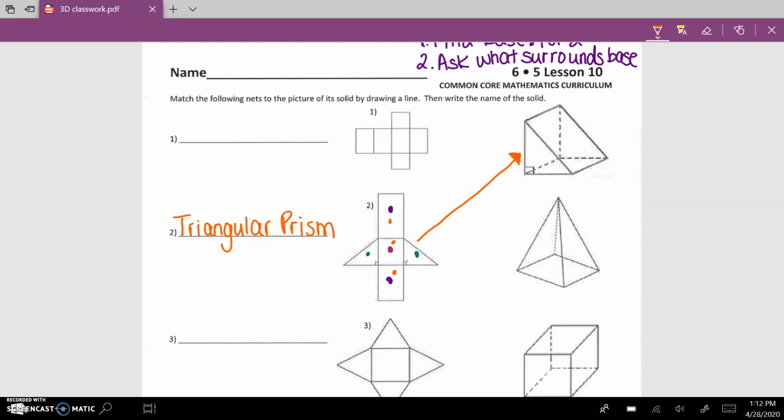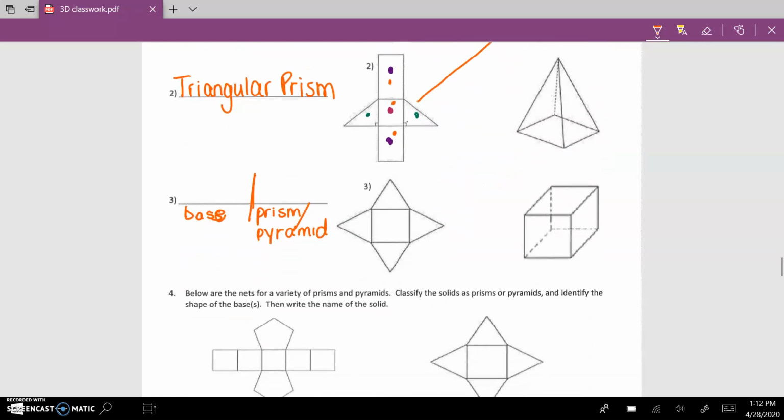Okay. So I will put in here, remember these names are like two parts. So it's the base, and then it's prism slash pyramid. You have to pick one. Okay, same thing here. It's a base. Ooh, spell it right. And then is it a prism or a pyramid? Okay, so that should help you out there with the first page.